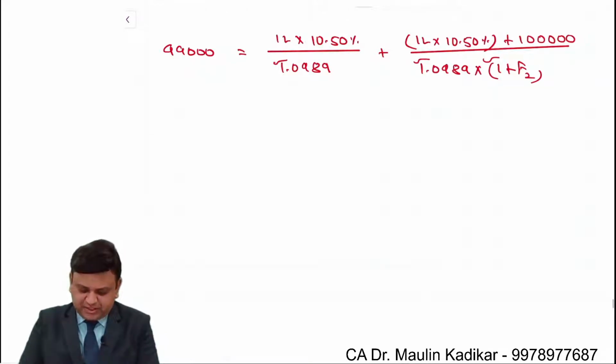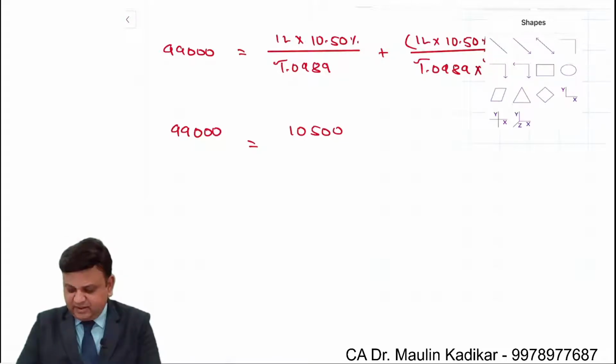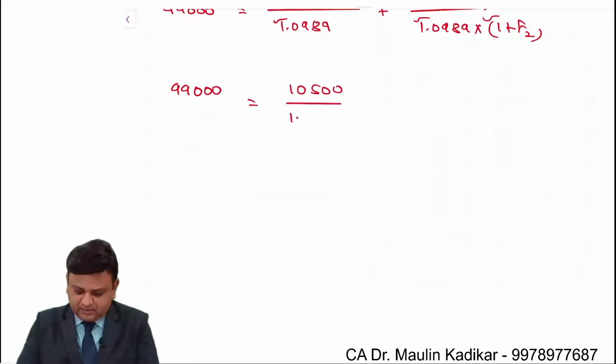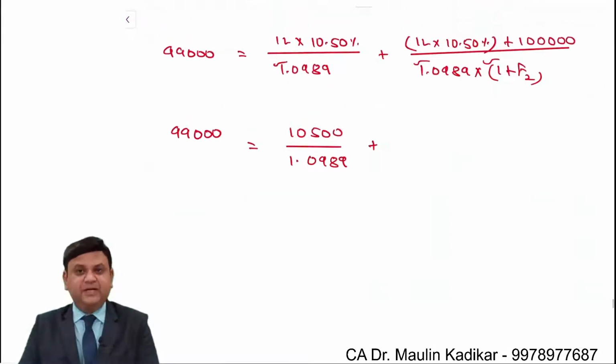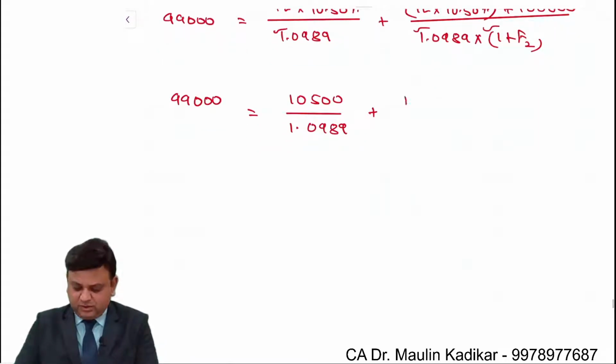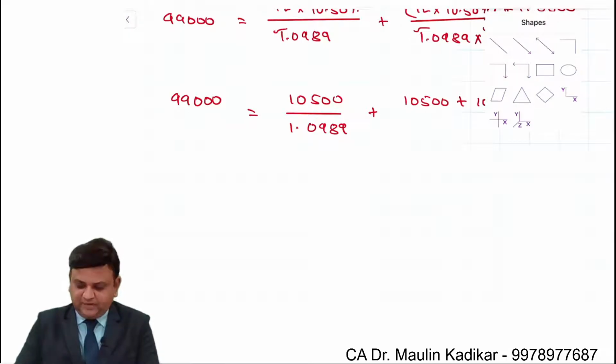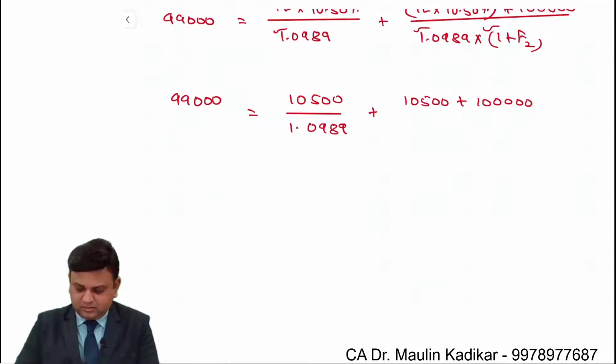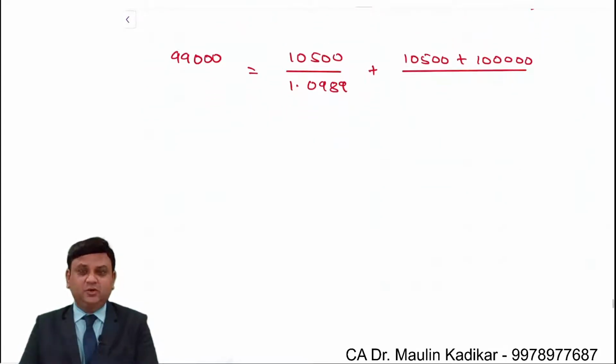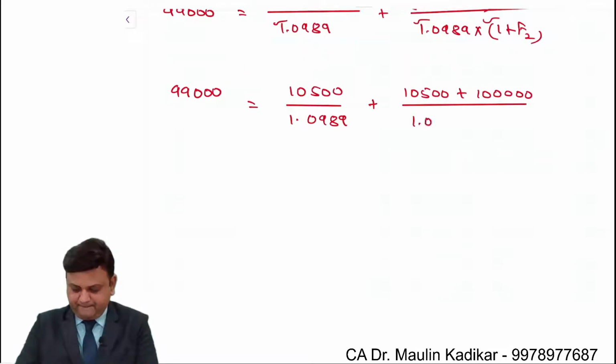So we will make the calculation like this. 99,000 is equal to 10,500 divided by 1.0989, plus interest and redemption value total, 10,500 plus 1 lakh, whole divided by 1.0989 into 1 plus F2.